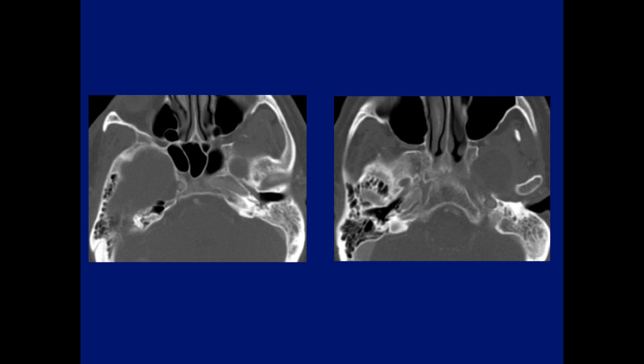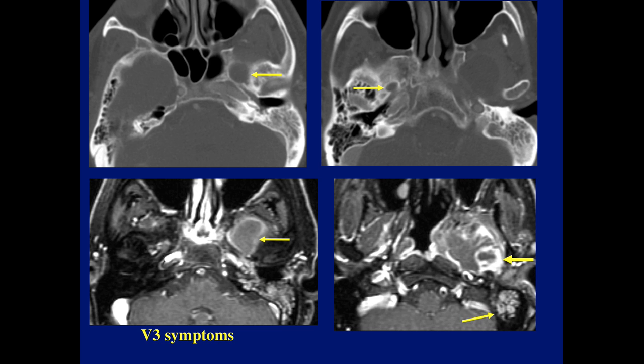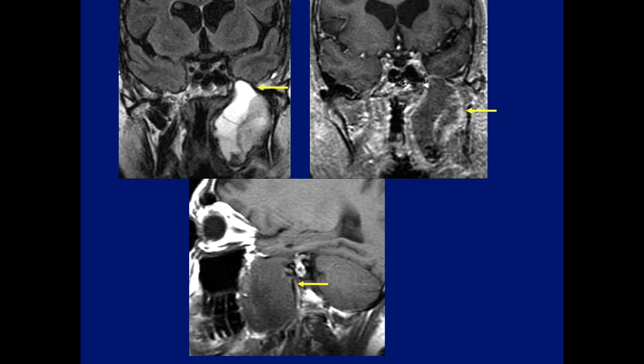Another case showing enlargement and some erosion of the left foramen ovale. Large lesion. Very large lesion. Actually, the tip of the iceberg is what is enlarging the foramen ovale and projecting a little bit into the, what was a possible diagnosis. Here there was surgery.